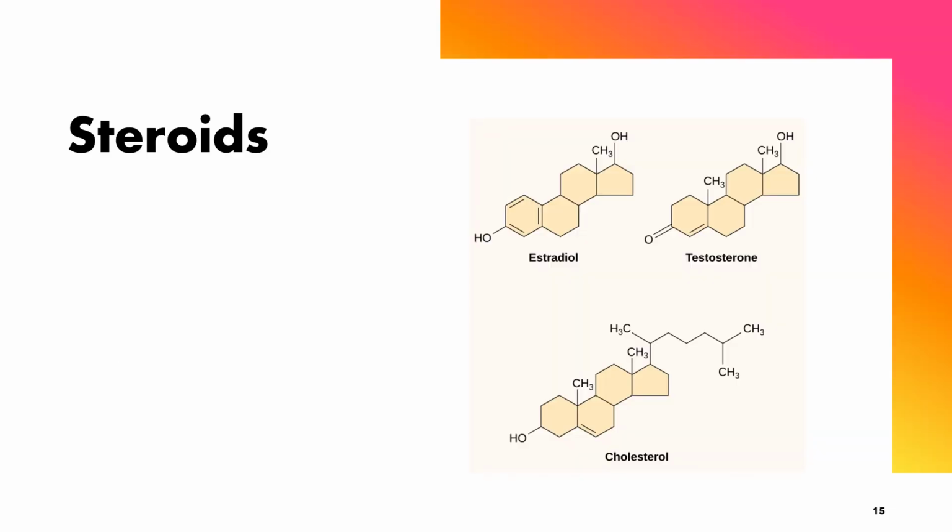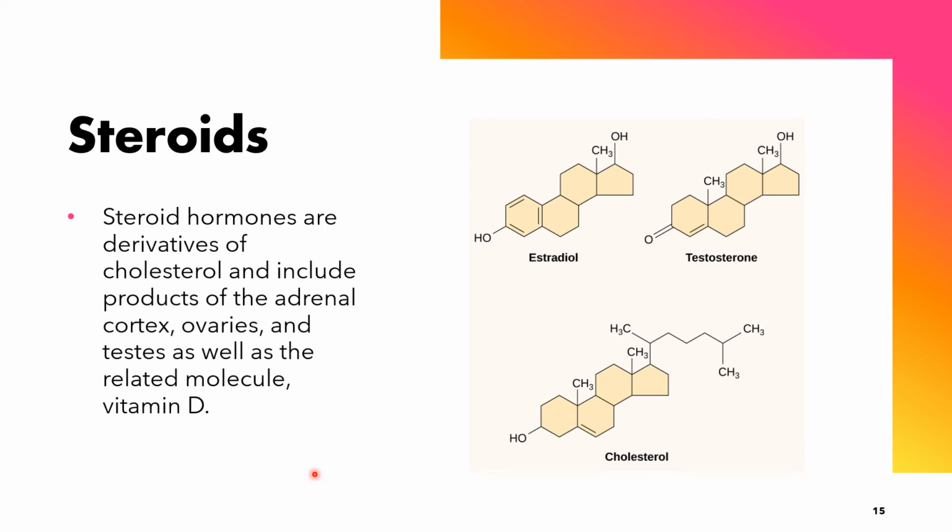Another major class of hormones based on chemical nature are the steroid hormones. The steroid hormones are derivatives of cholesterol and include products of the adrenal cortex, ovaries, and the testes, as well as the related molecule vitamin D.